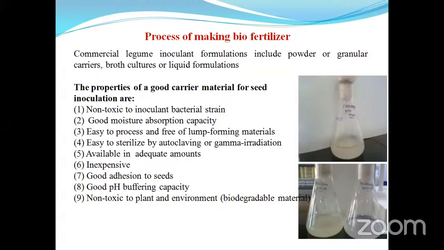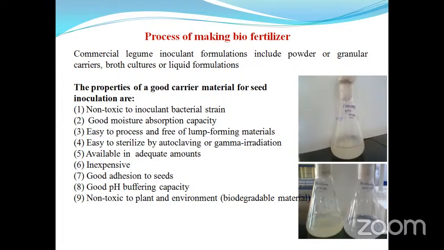Now the fourth point is that the carrier material should be easy to sterilize by autoclaving, or nowadays gamma irradiation. This sterilization process is very important, because you don't want to contaminate your desired microbial culture with other native microbial populations which reside in the carrier material. Naturally, since these are natural materials, these microorganisms will be there, so we have to sterilize the material through autoclaving to kill those native microorganisms, and then inoculate with the desired microorganisms to make your biofertilizer.